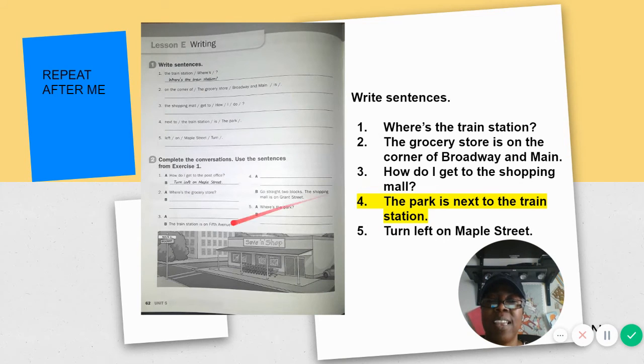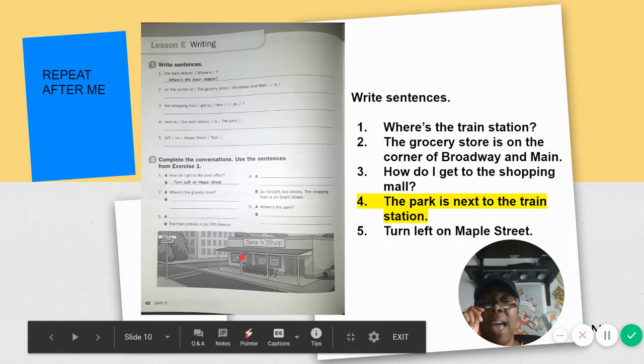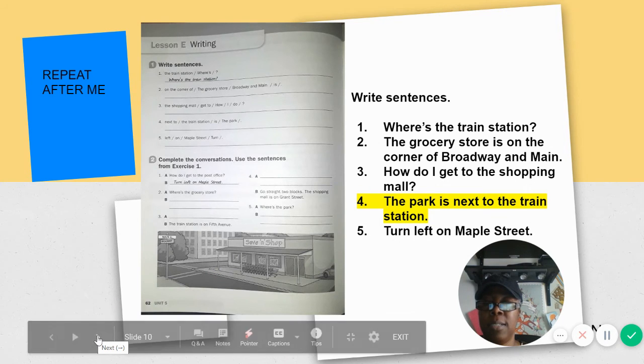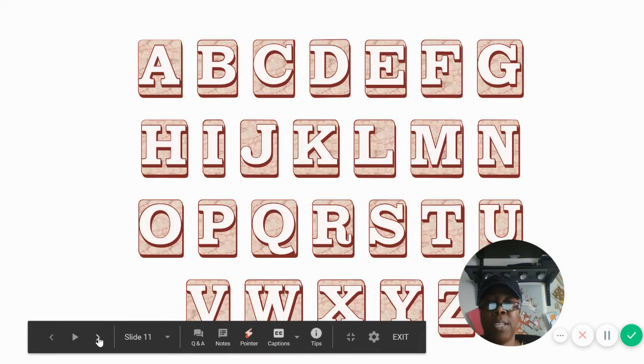Okay. And then number 5, where's the park? The park is next to the train station. Okay? So that is page 62. All right, so let's move on to the next page. And I think I put this in the wrong place, but that's okay.